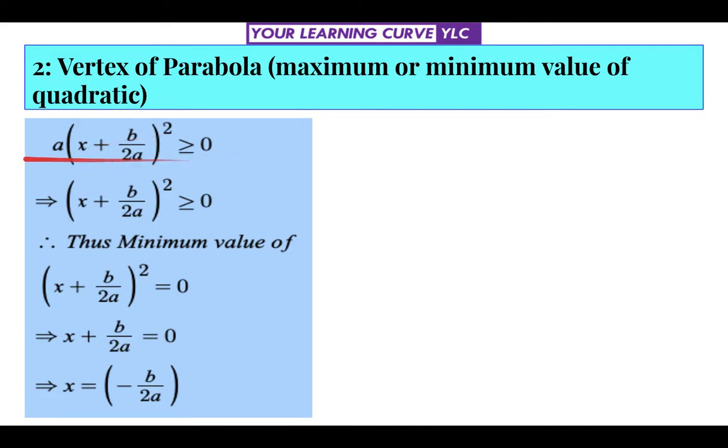So since it is a positive number, then the inequality remains the same. If it is a negative number, then the inequality will change and this expression will become less than or equal to. But since a is positive, this is a strictly positive number, greater than or equal to 0. A is positive, so we can divide by a on both sides without affecting the inequality. So (x + b/2a) whole square is greater than or equal to 0. This expression is always greater than or equal to 0.